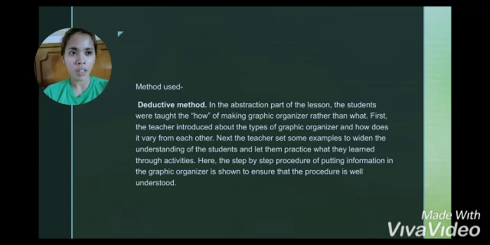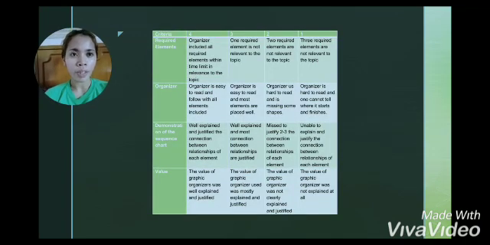So here, the step-by-step procedure of putting information in the graphic organizer is shown to ensure that the procedure is well understood. So before we end our discussion, I'm going to present to you our criteria or the rubric in the application part. So this rubric serves as proof that our lesson plan is measurable.